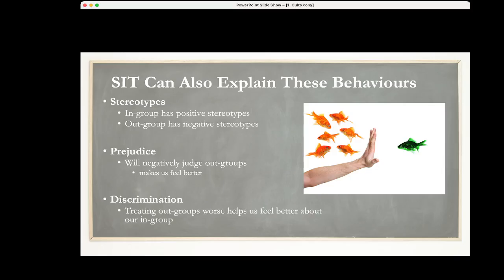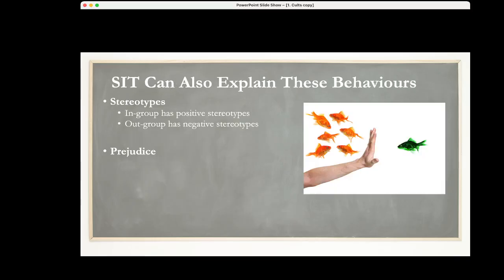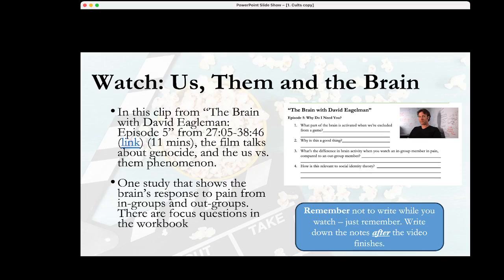Now I toyed with the idea of having a chapter on prejudice, discrimination, but I didn't because I don't want to have another massive negative chapter theme. Criminology, addiction, depression, prejudice. I felt like that could just get a bit down, and I would only really be doing it for social identity theory, and so that's why I went with cults instead. But they can use social identity theory. The behaviour they could use would be Burging or Corfing, but they could also do stereotypes, prejudice, discrimination.